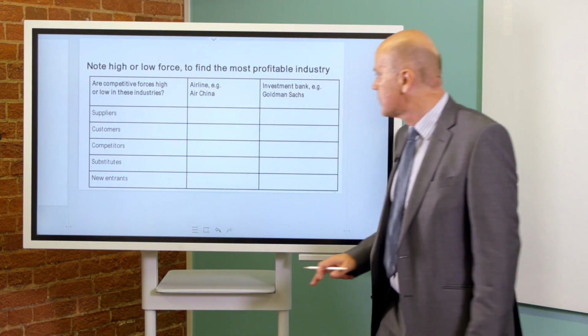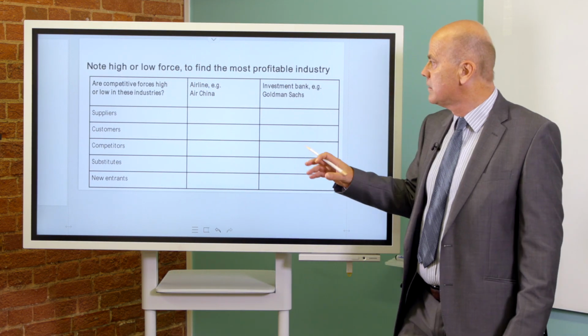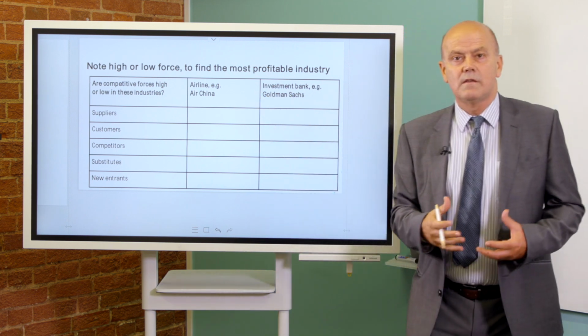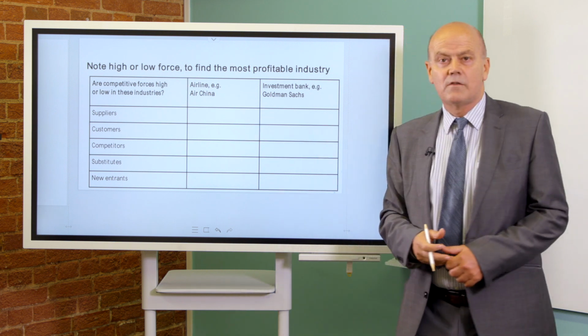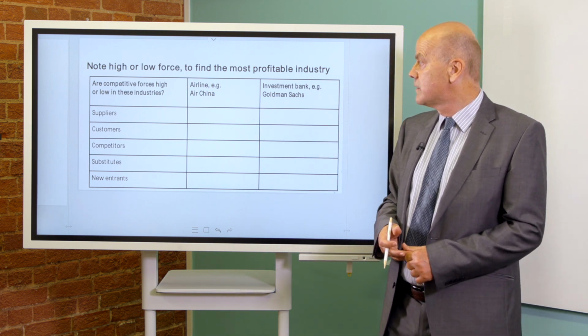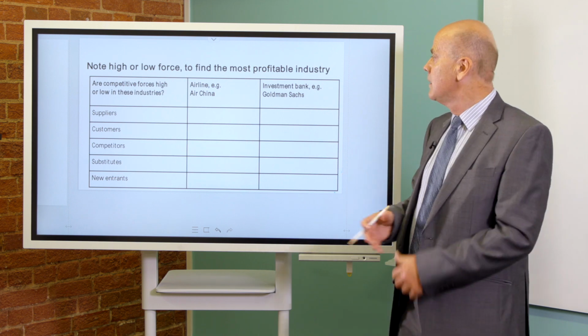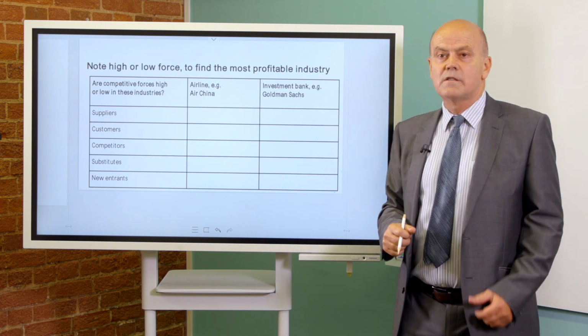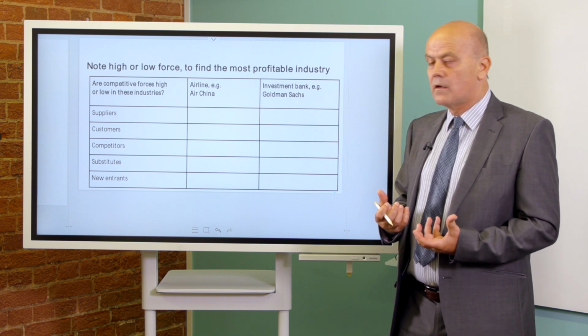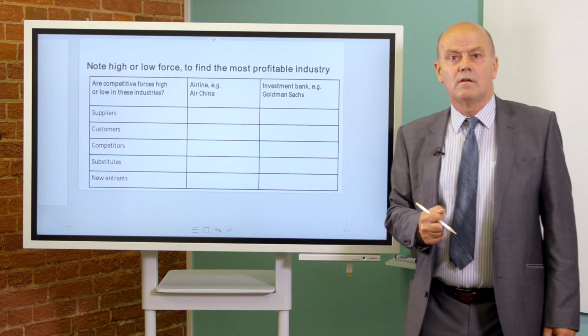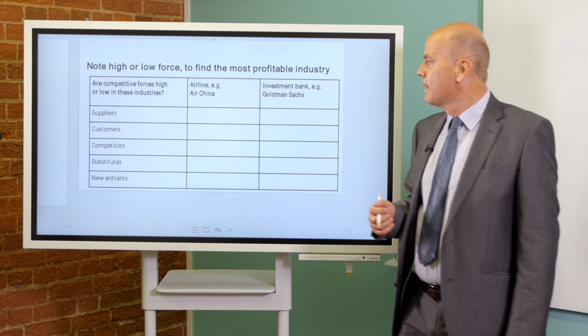Right, let's have a look. We'll try and make this practical. We'll try and do two industries and see how this actually works now. We have an airline, and I've chosen Air China, for example. That's a very well-known airline. We have Goldman Sachs, which is a very well-known investment bank. So what we'll do, I'll talk with Alex and see whether the competition is high or low, and then we'll do a prediction on what we think the profits will be.